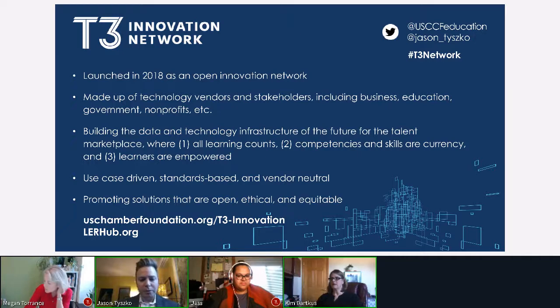So we have a pretty robust workforce portfolio, but one of the initiatives that I wanted to highlight for you all today is our T3 Innovation Network. And the T3 Innovation Network, the T stands for talent, the 3 for Web 3.0. But this was an initiative that got kicked off about 2.5 years ago.